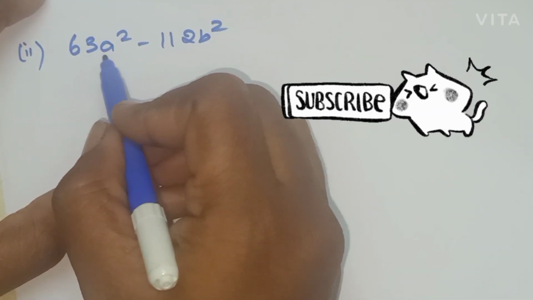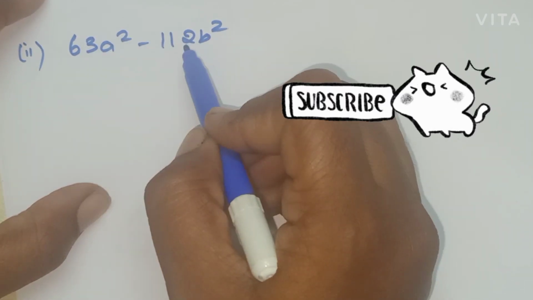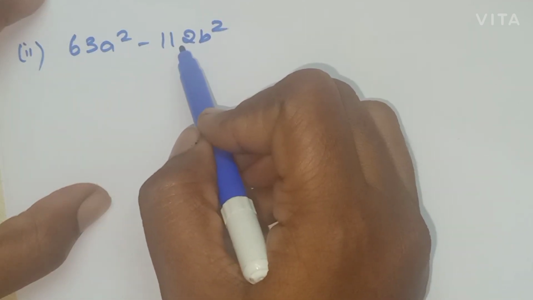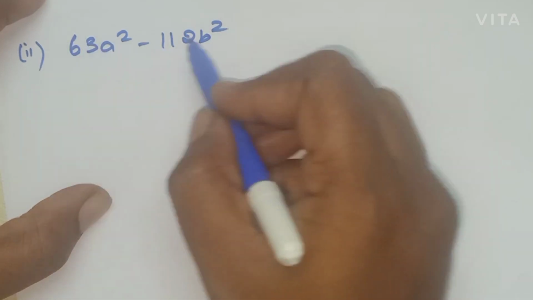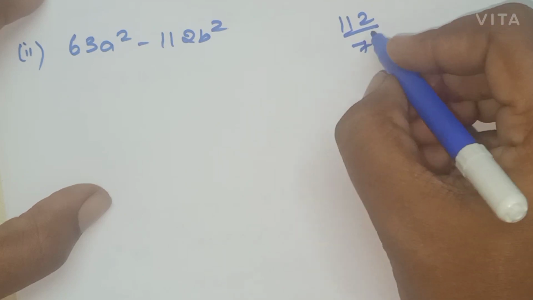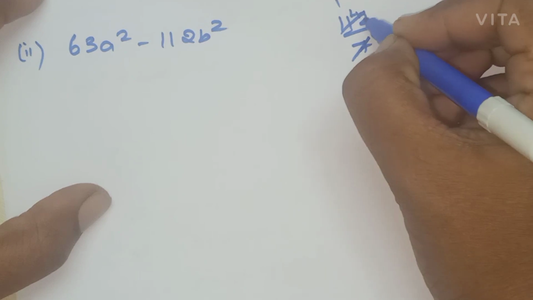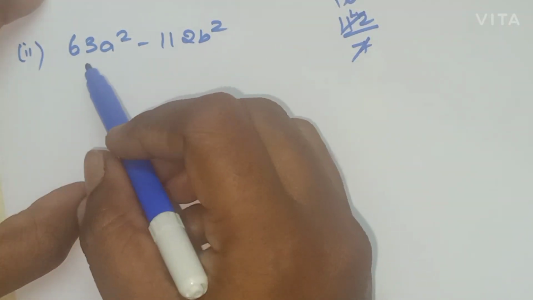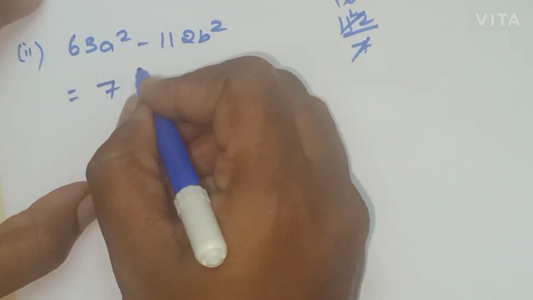Second question, 63a square minus 112b square. Here 63 and 112, in both the numbers I can take 7 to be commonly out, because 7 nines are 63, and if I divide 112 by 7, 7 ones are 7, balance 4, 42, 7 sixes are 42. So 7 is a common factor of 63 and 112, so I can take 7 commonly out.